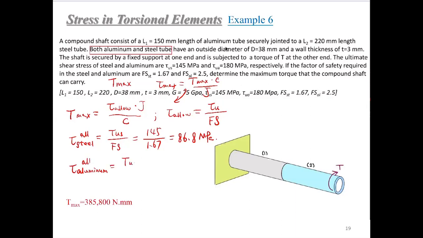Then for the aluminum, the allowable will be tau UA over the factor of safety. That is 180 over 2.5, which is 72 MPa. Okay, so we have determined two allowable shear stresses. Which one will we use for this design, the larger one or the smaller one? You will not allow any stress to be higher than the minimum number, otherwise this aluminum will fail, will fracture, right? So we select the smaller one for our design. From these two, the allowable shear stress will be 72 MPa.